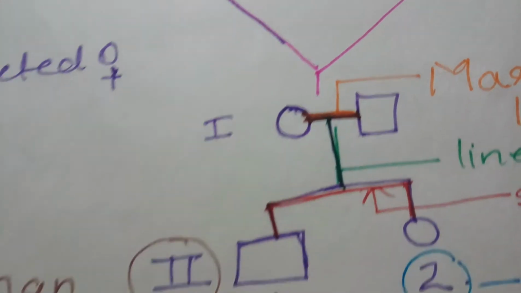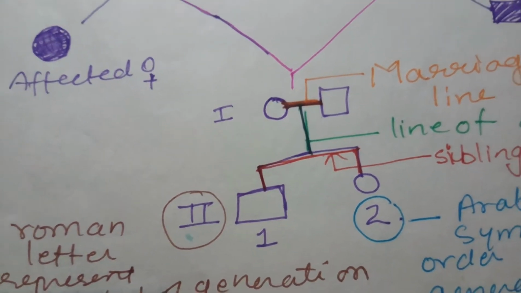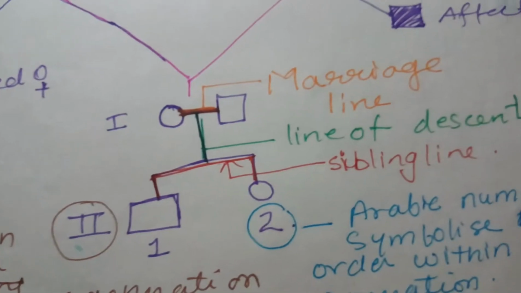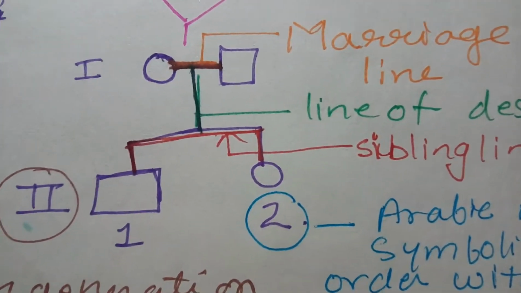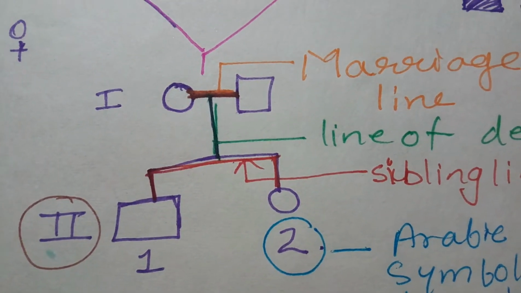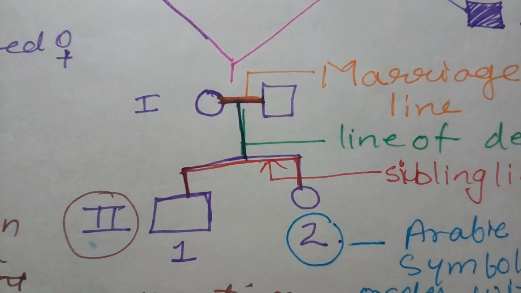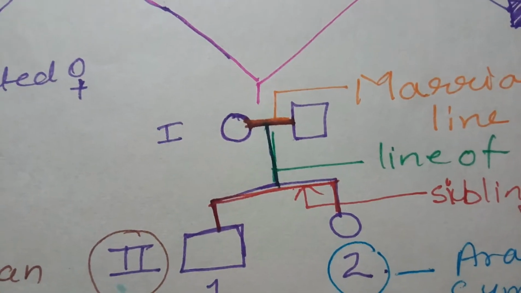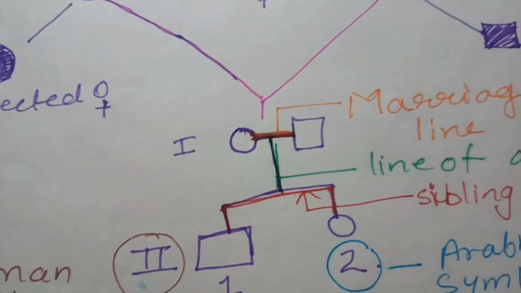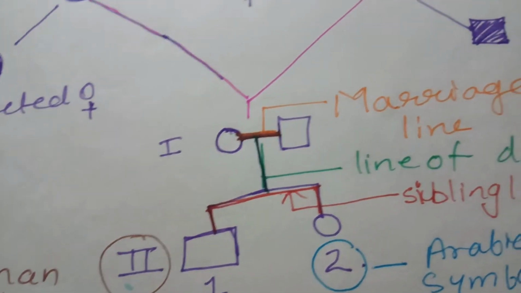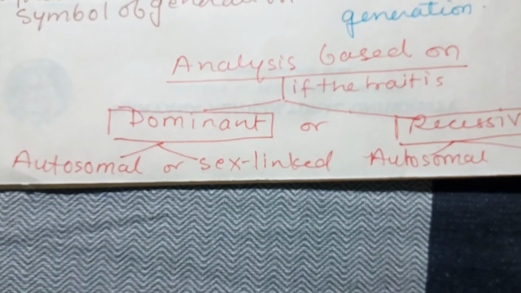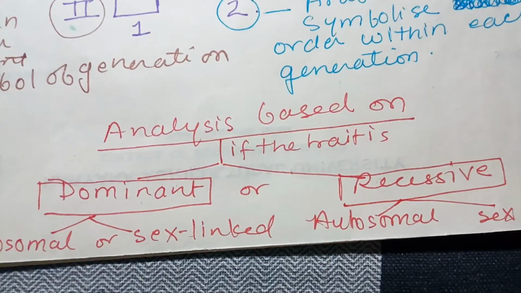Now over here, 1, 2 represents the generation, so they are represented by Roman numerals, whereas 1, 2 in Arabic numerals represents the order within each generation. So that you can make out you are talking about this particular individual, like number 1, number 2 in each generation. Okay, so the analysis is based on whether the trait is dominant or recessive.